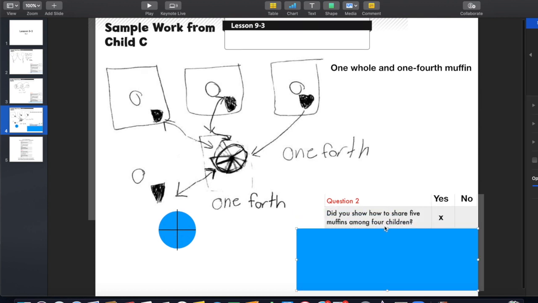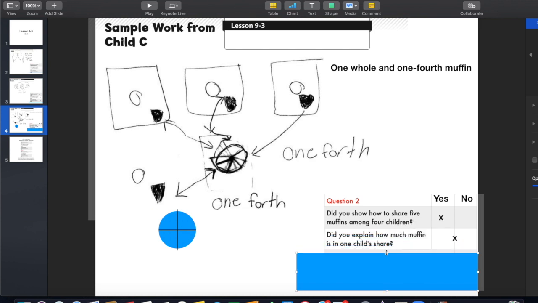So let's look. I said, did you show how to share 5 muffins among 4 children? I put yes because I think even though this is a little bit hard to read and the shares aren't equal, they did a great job where they brought each 4th and they tried to make them equal to each student.